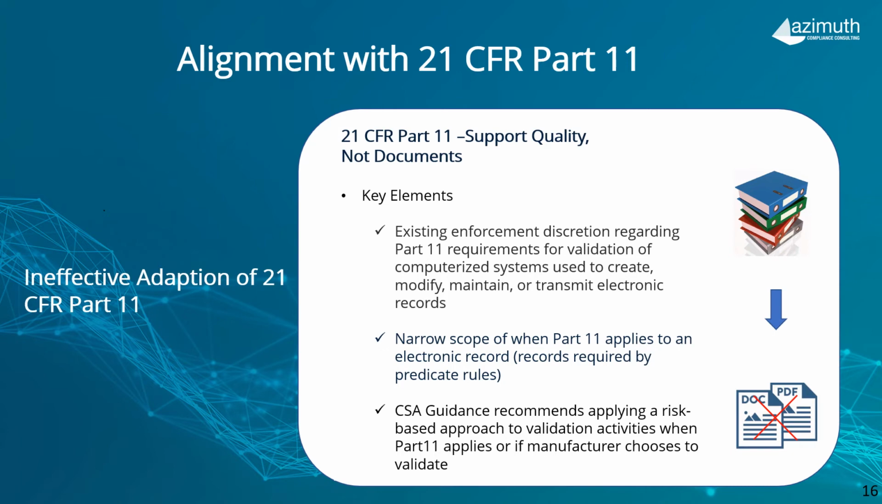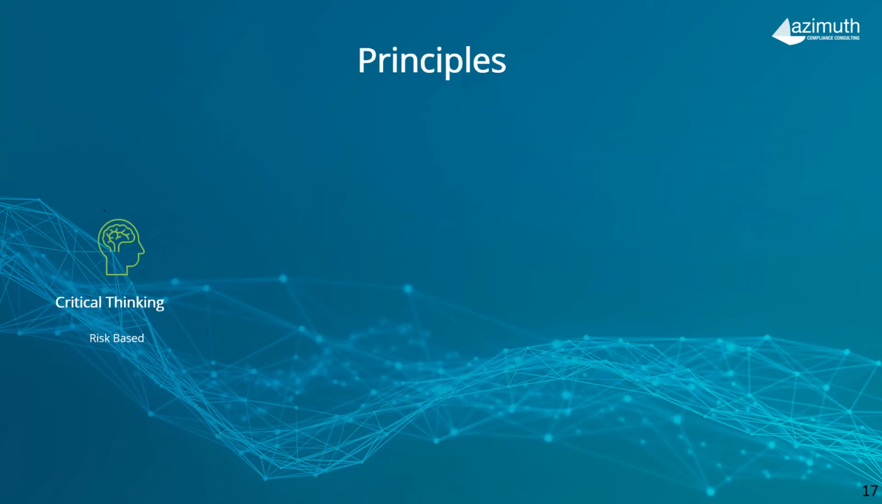Focus on the predicate rule to ensure the audit records match what was entered or changed, and if an electronic signature is required based on the predicate rule, it meets the requirements of 21 CFR Part 11. So it comes down to critical thinking and the focus on what are the high versus low risk functionality.